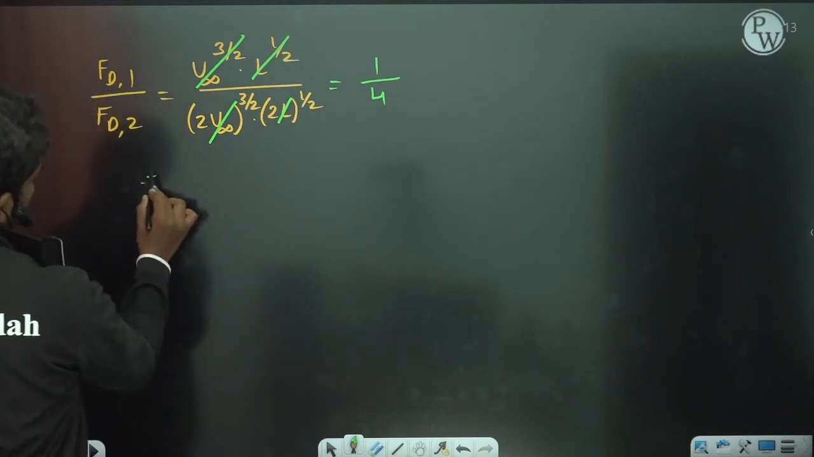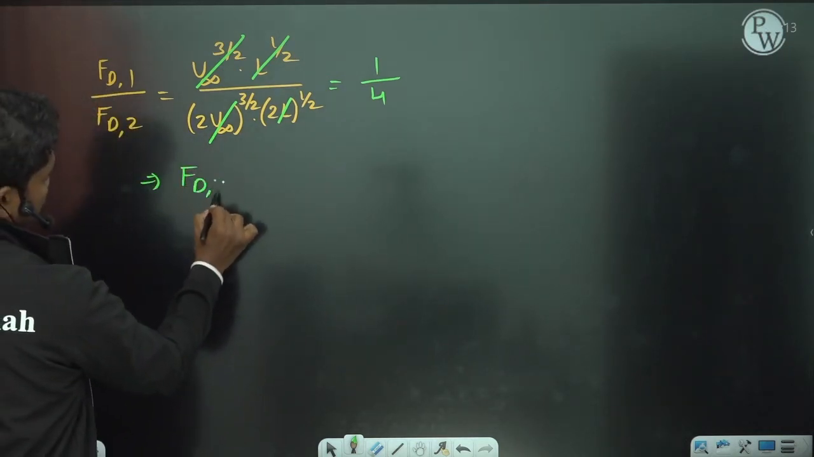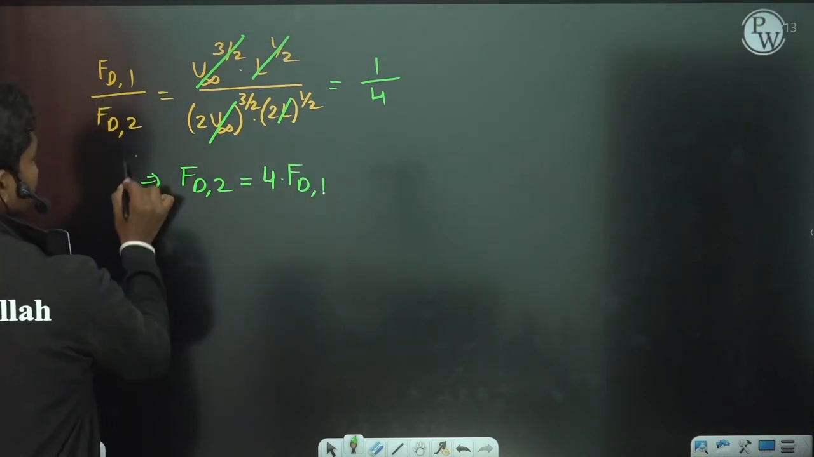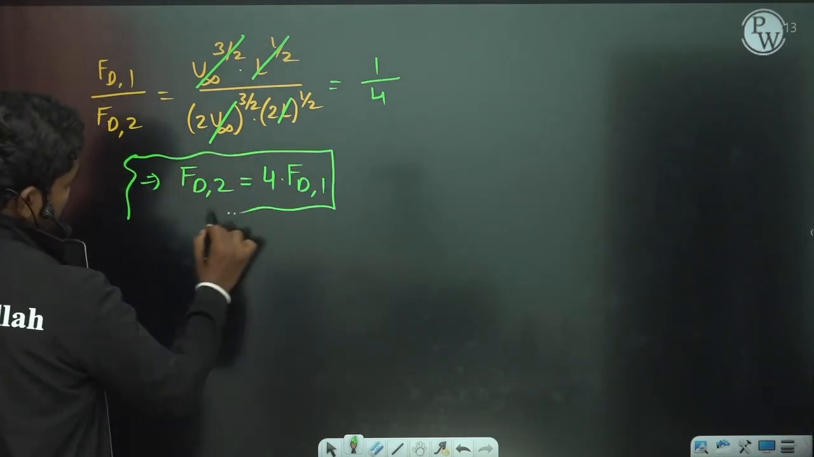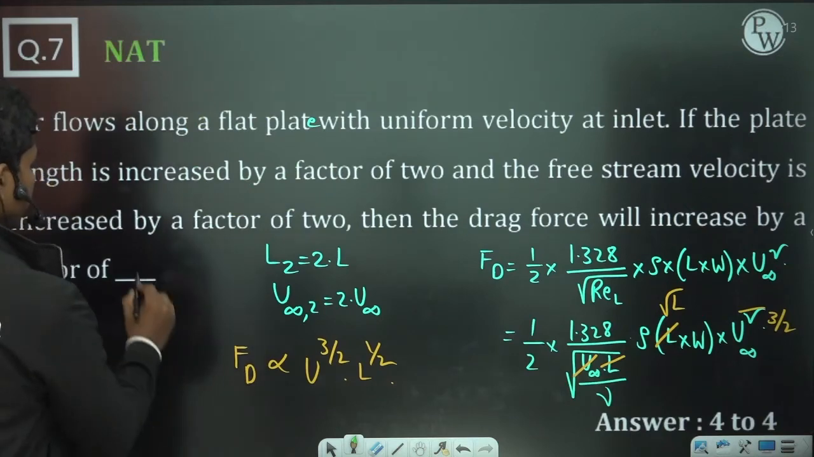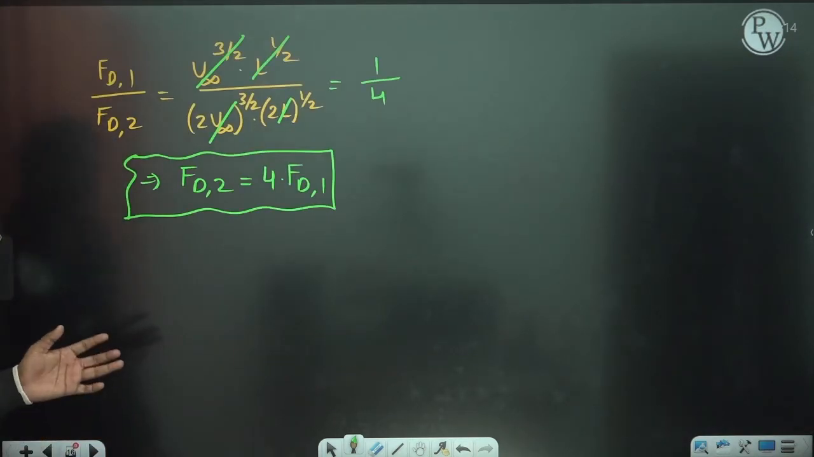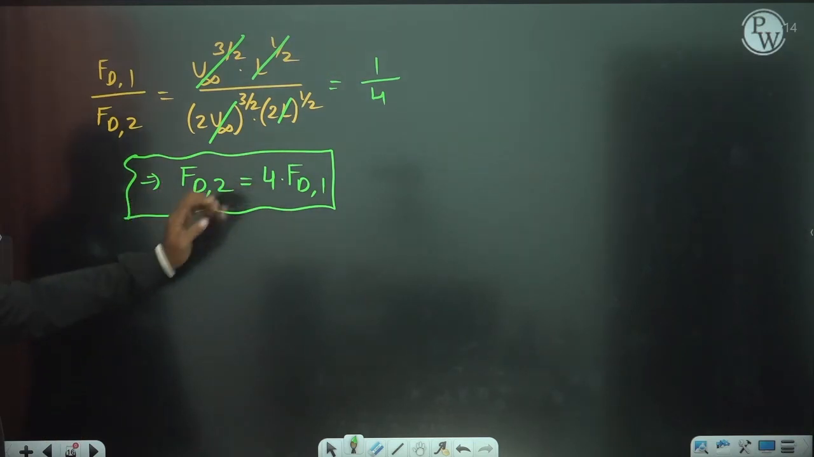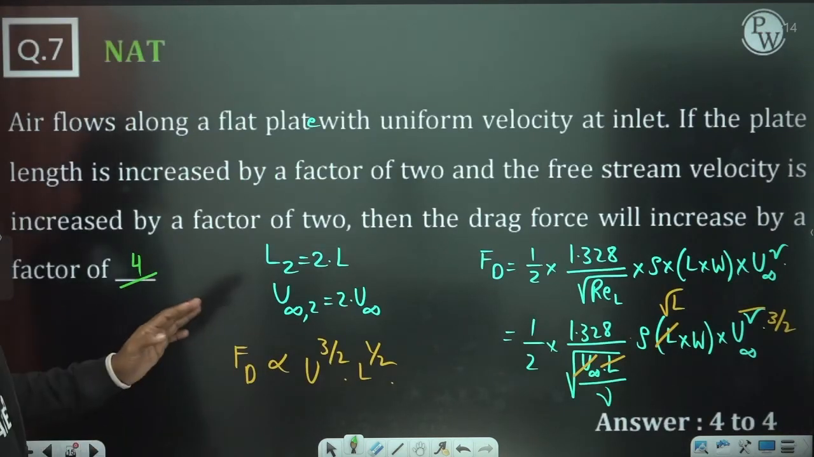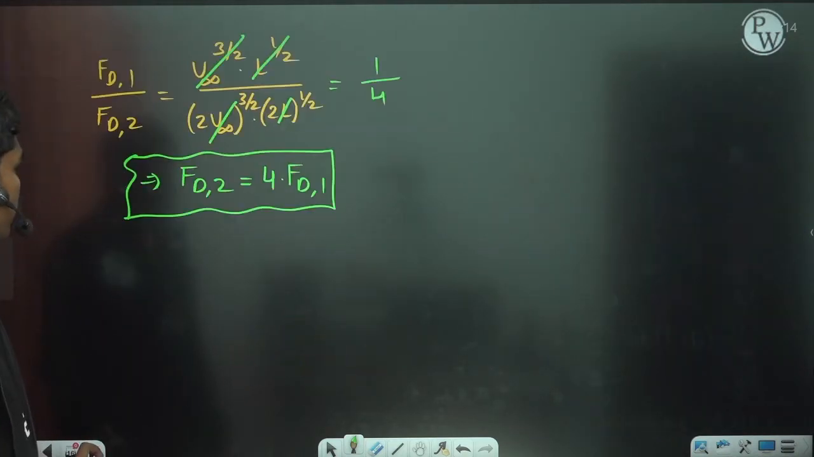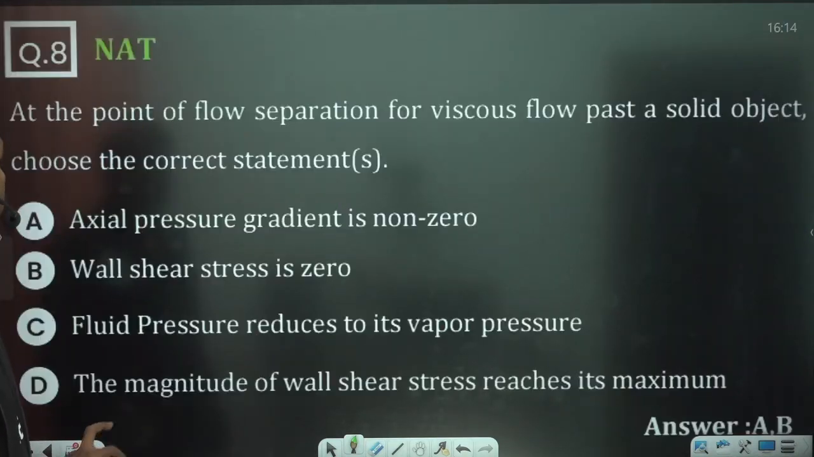So which means FD2, the drag force acting on the plate in the second case, is 4 times the drag force acting in the first case. So that's why the drag force gets multiplied by a factor of 4 in this case. Okay, so the drag force will increase because it is actually 4 times this FD1. So the drag force will increase by a factor of 4 times the existing value. Okay, so let us go for the next question.